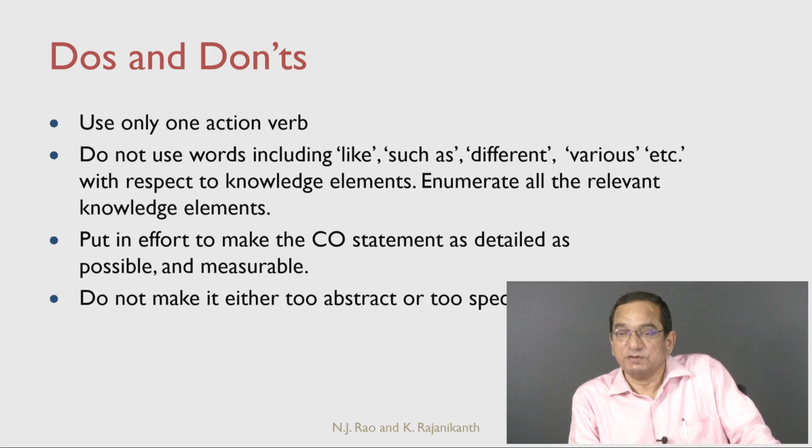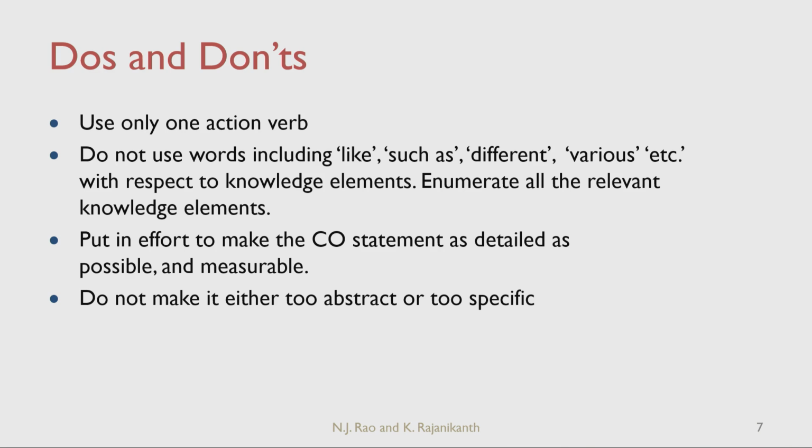In any given CO, the number of knowledge elements is unlikely to be more than about 5, 6, maybe in the worst case about 7, 8. But it is worth enumerating all these relevant knowledge elements instead of using open-ended words like various, different, etc. Put in effort to make the CO statement as detailed as possible and measurable.